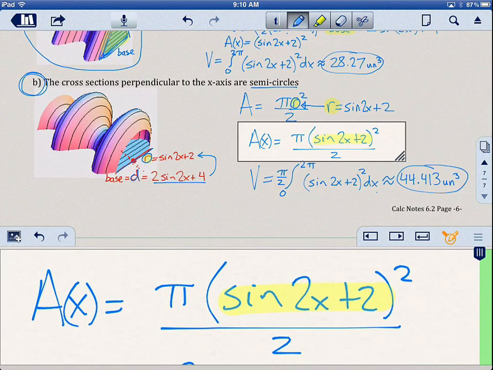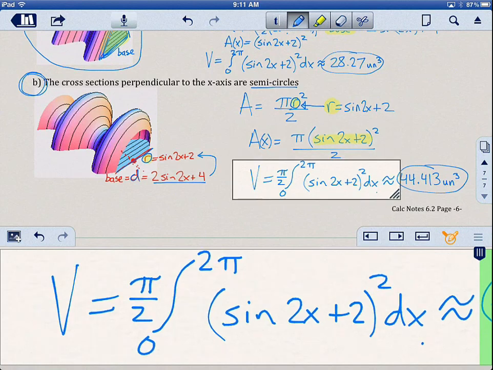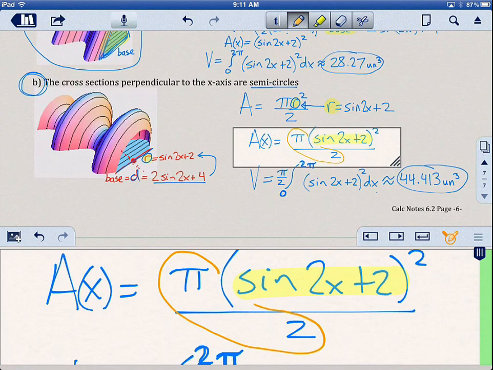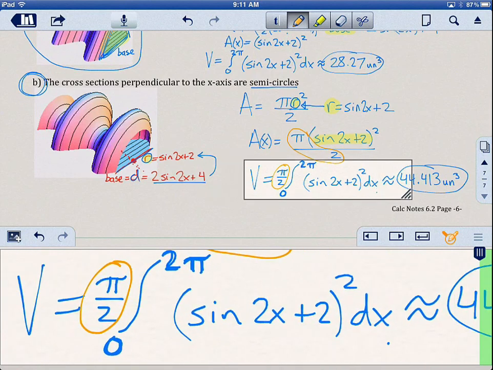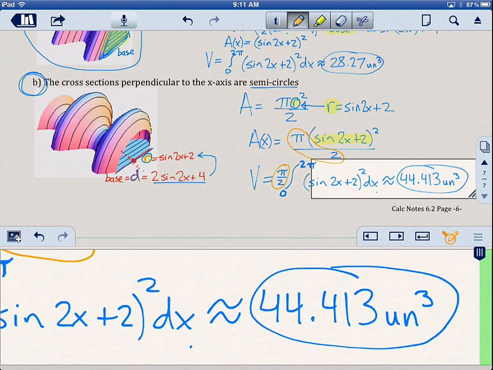Now that we know the radius is sine 2x plus 2, we simply substitute this in right here. And so the area of our semicircle, our known cross-section, is going to be pi times sine 2x plus 2 squared over 2. When we find the volume, we're just going to integrate this from 0 to 2 pi. So it's the same limits of integration. Just one note here, I took the constant pi over 2 and put it on the outside. It's still a good technique, makes it a little easier there. And when we evaluate this, we get 44.413 cubic units. Alright, so that has been finding volumes of solids with known cross sections.